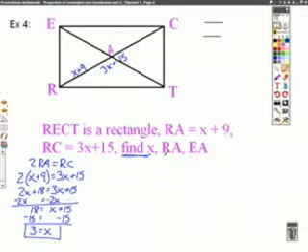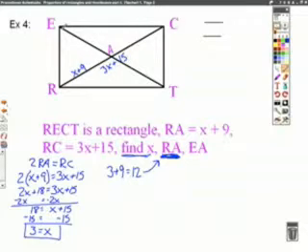All right, so I've done a good job finding that information right there. So with that now I need to plug that guy back into some expressions that we have to find the distances. What is RA? Well, here's RA. What is my expression for RA? The expression for RA is x plus 9. Well, x is actually 3. So 3 plus 9 is 12. So that means that the distance from R to A is 12.